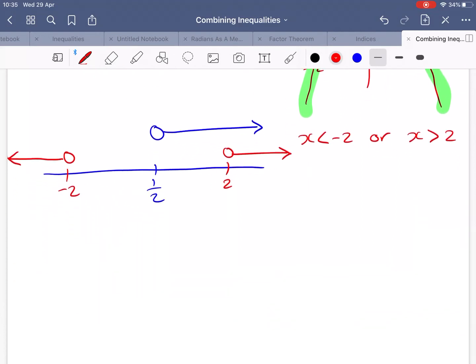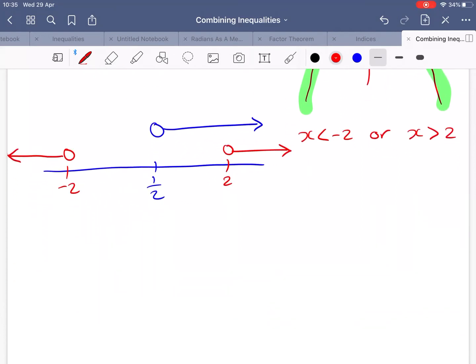So where are both these inequalities true at the same time? Well, they're only both true from that point, from 2 onwards, from 2 bigger. Anywhere else on that number line, only one of them is true. Here, none of them are true. Down here, only one of them is true. So there's only one place where they're both true, and that is when x is greater than 2.